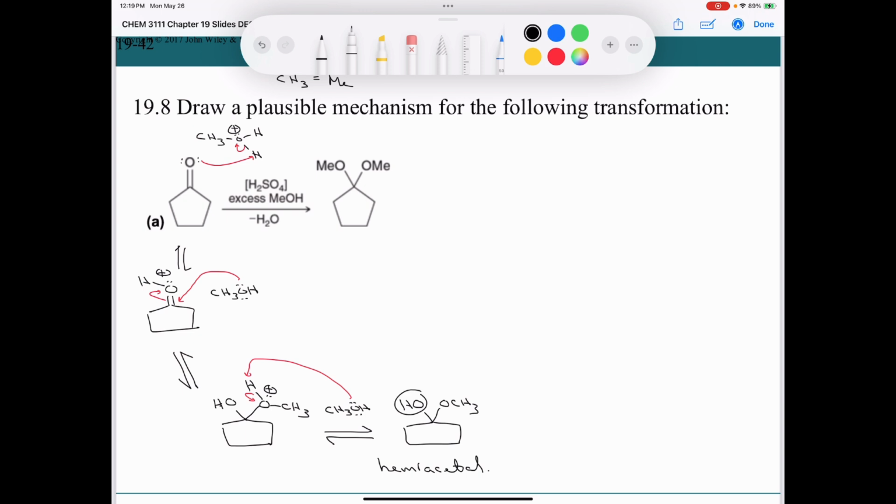Now remember, in the second step, we have to lose water. So we have to take this hydroxyl, which is a poor leaving group, and convert it into an excellent leaving group.